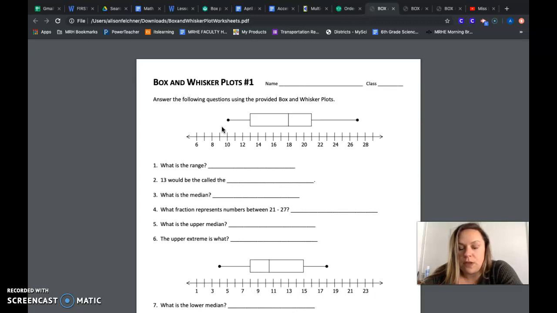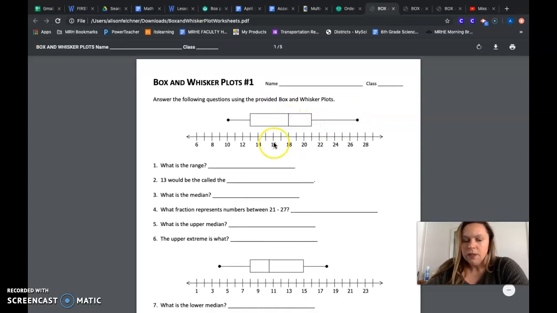So let's go over a few things here. We see a box here for sure. Then we see these lines or these dots out here, right? Sometimes you'll also see dots like this on this line as well. For some reason, they don't have that on this one.